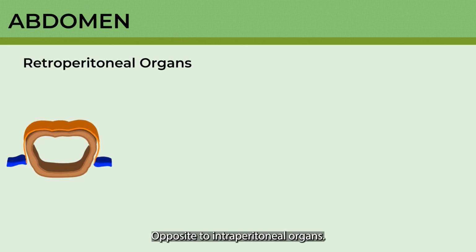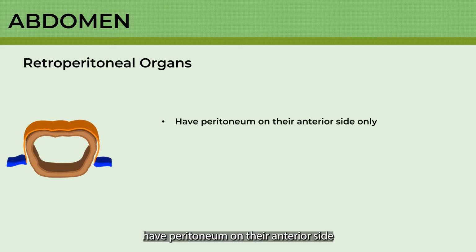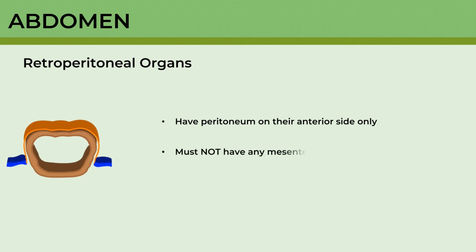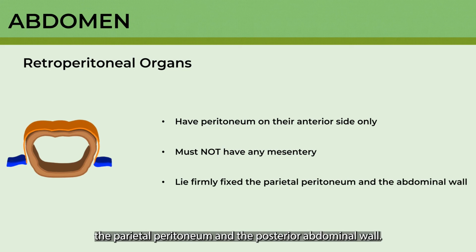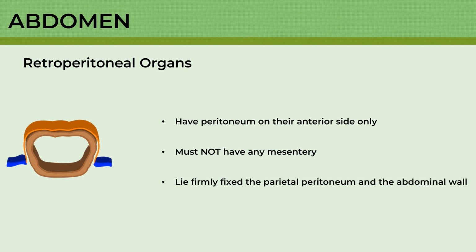Opposite to intraperitoneal organs, we have retroperitoneal organs. These organs have peritoneum on their anterior side only. They do not have a mesentery, and they are firmly fixed between the parietal peritoneum and the abdominal wall. These organs are minimally mobile, unlike their intraperitoneal counterparts.